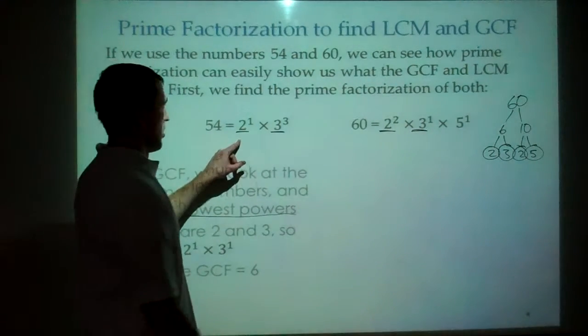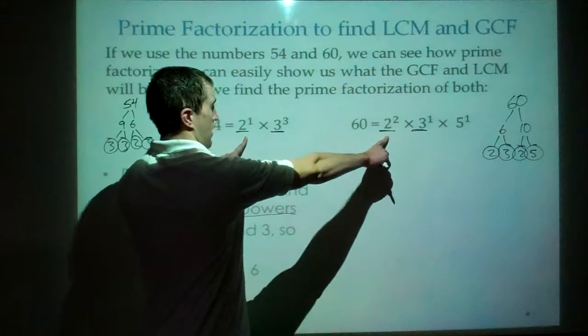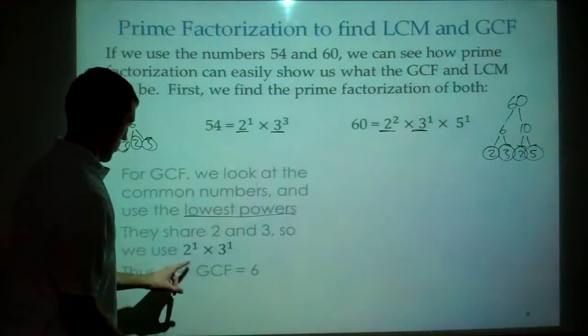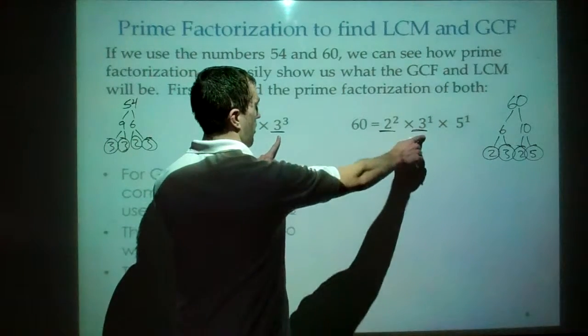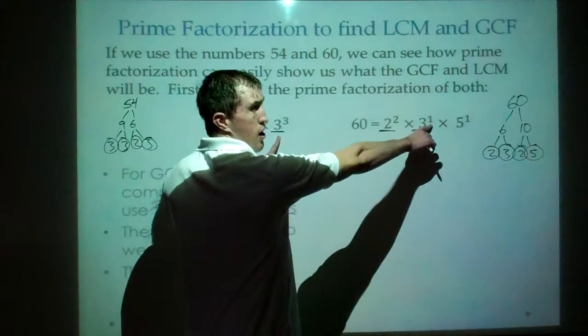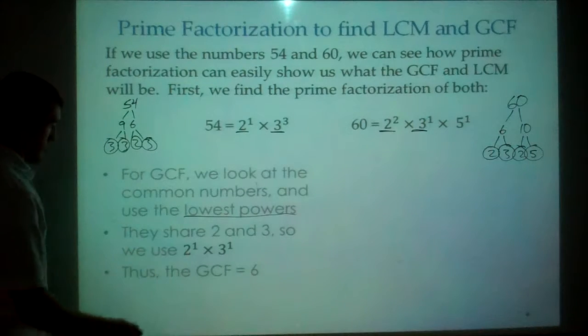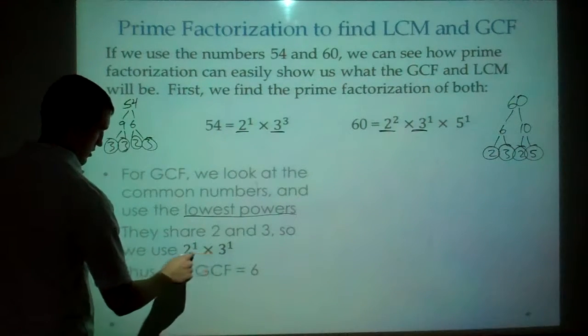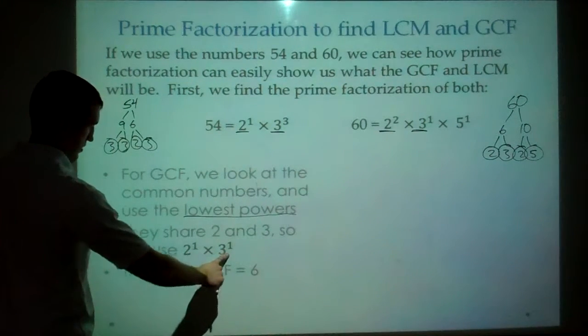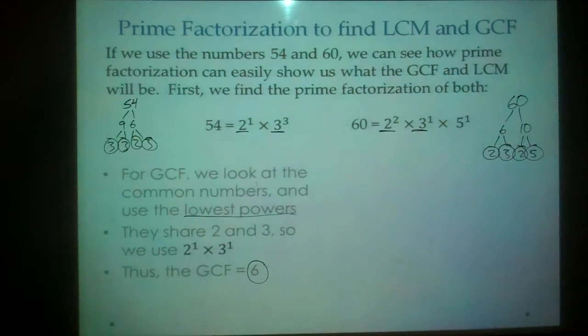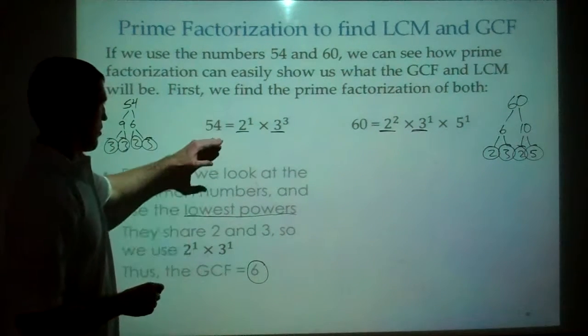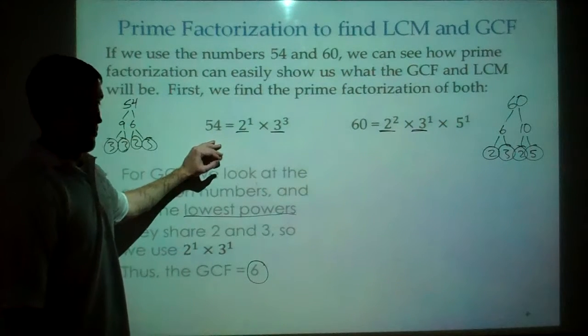So they share a 2. Which one has the lower power? 2 to the first. So we're going to use that. They share 3s, 3 to the third and 3 to the first. This one's smaller. We're going to use that. So 2 to the 1 times 3 to the 1 gives us 6. So that would be the greatest common factor there. That's the greatest number that they both share that will divide them evenly.